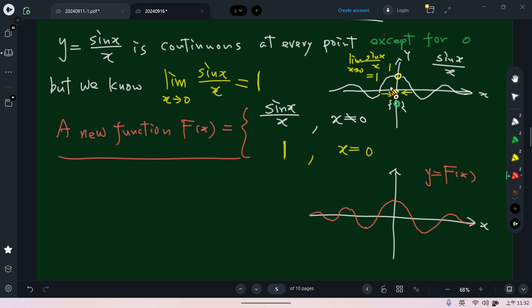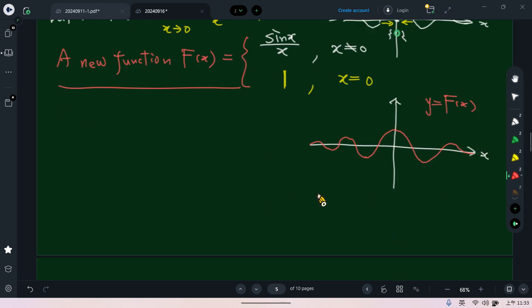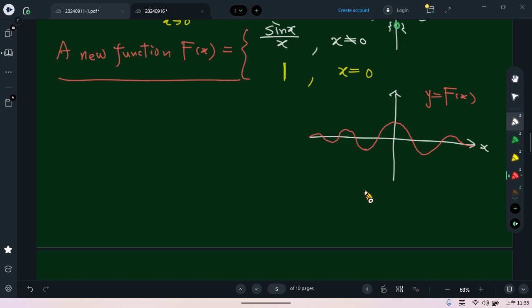So we can make it up. Originally, it looked like a broken curve, but after we specially define its function value as its limit value, we can make it become a continuous function. Okay, so right now you know that, right?